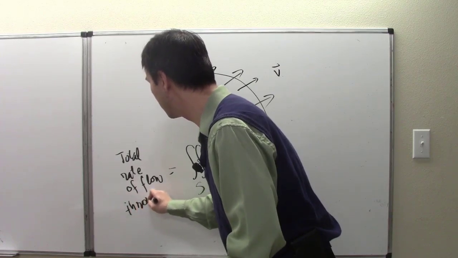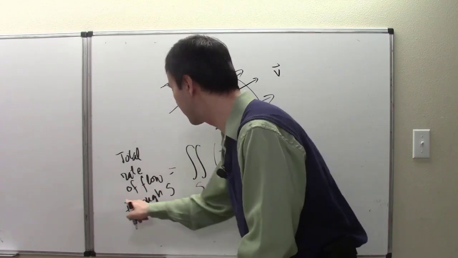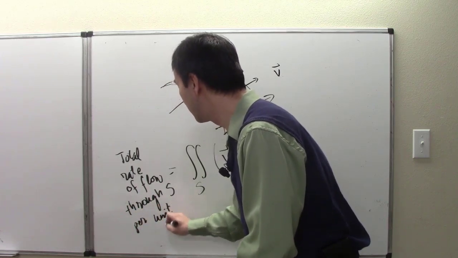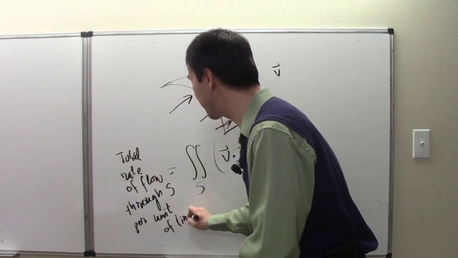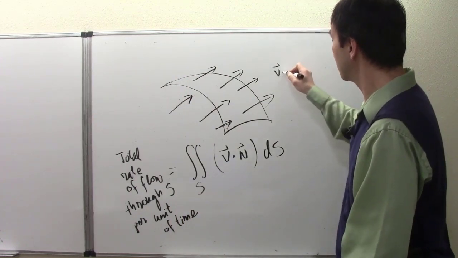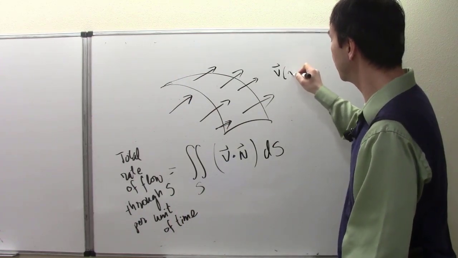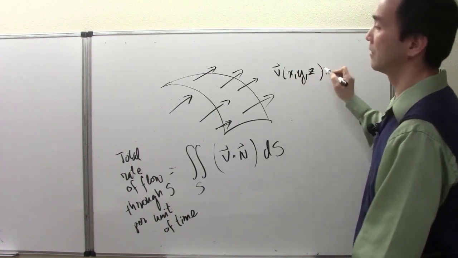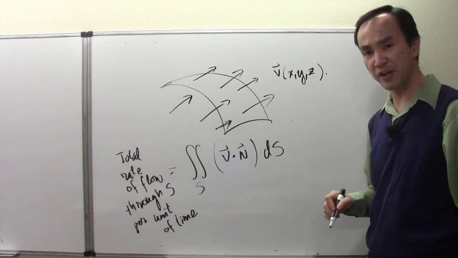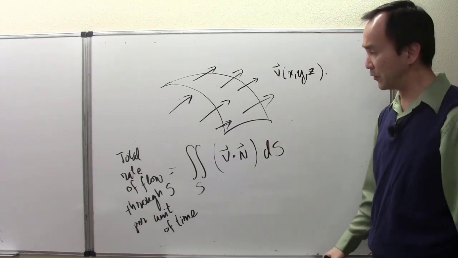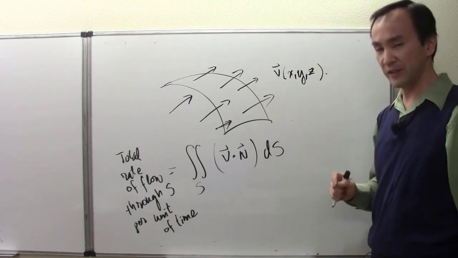Through the entire S per unit of time. Time could be per second or per meter. Okay, and so F here is a vector field of three dimensions. All right, so those are a few different applications, and there are a limitless number of applications for taking a surface integral right here.